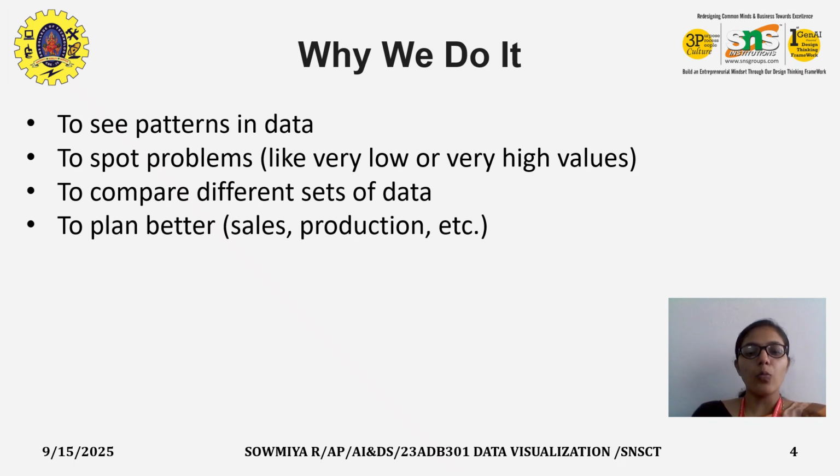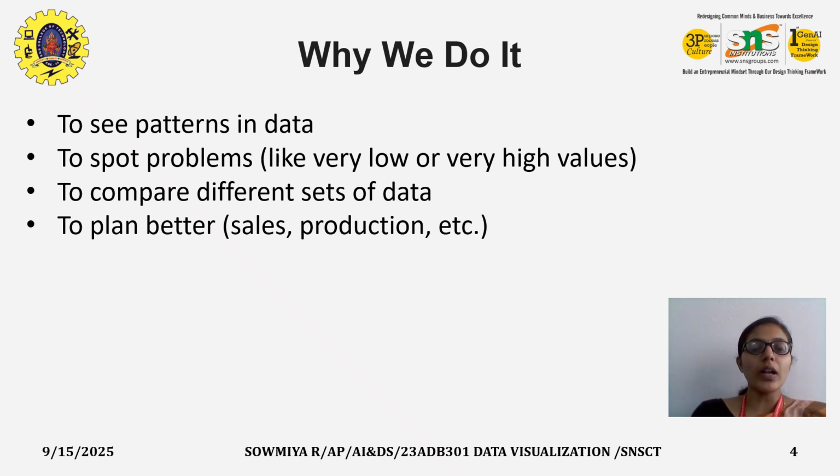Then why do we do it? Now we care about distribution. There are four main reasons. First one is to see the patterns. For example, in customer purchases, do most people buy the small items or large ones? And second one is to spot the problems, like very low or high values. For instance, if one student scores 5 marks while the rest are above 60, that's an outlier.